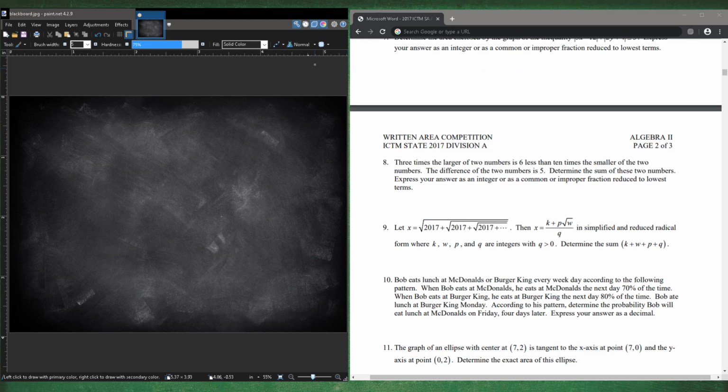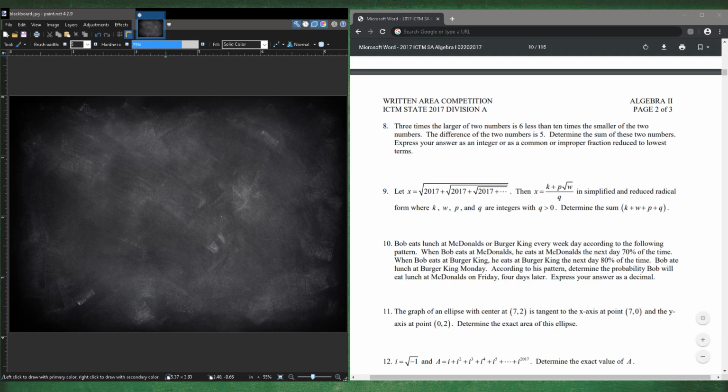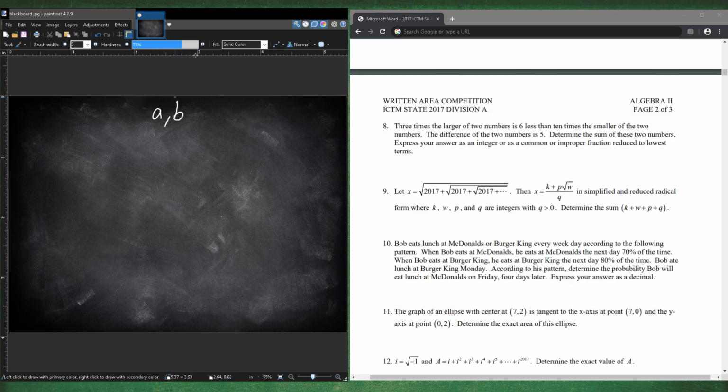Number 8: 3 times the larger of two numbers. Okay, let me move it down a little bit more. So 3 times the larger of two numbers. So we have two numbers, a and b. So 3 times the larger is 6 less. So to get it equal to each other, you have to add 6. Then 10 times the smaller. And they say the difference between the two numbers, so b minus a, remember b is the bigger one, is equal to 5.